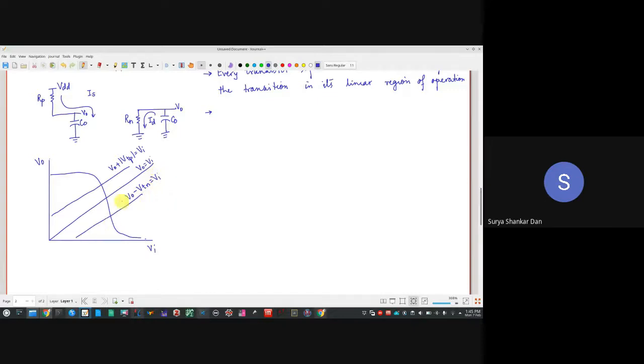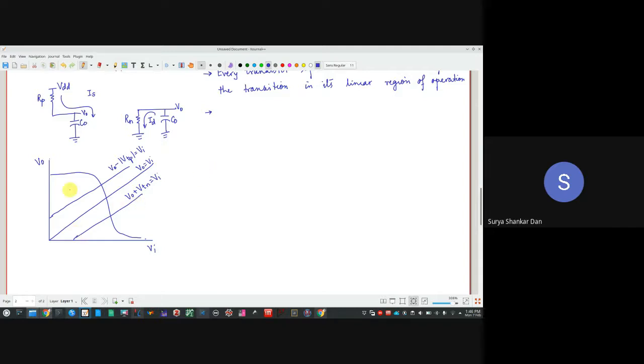Obviously, as you can see, when VO is equal to 0, I think I made a mistake, right? This will be VO plus VTN. When VO is equal to 0, VI is equal to VTN. Yes. And here it will be like this. When VI is equal to 0, VO is equal to VTP. Correct. Okay?